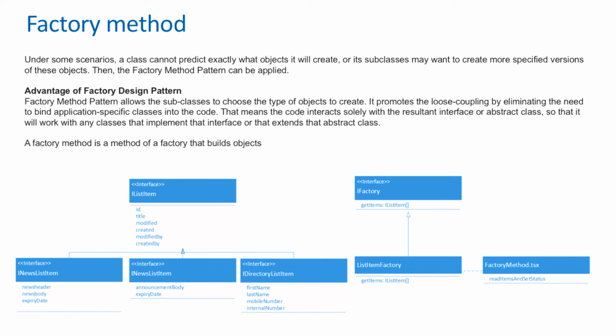I don't know if you checked samples from other bloggers, but usually when they render items, they don't say if it's a type announcement or type news. So what I'm going to do is to show this in action. Factory method.